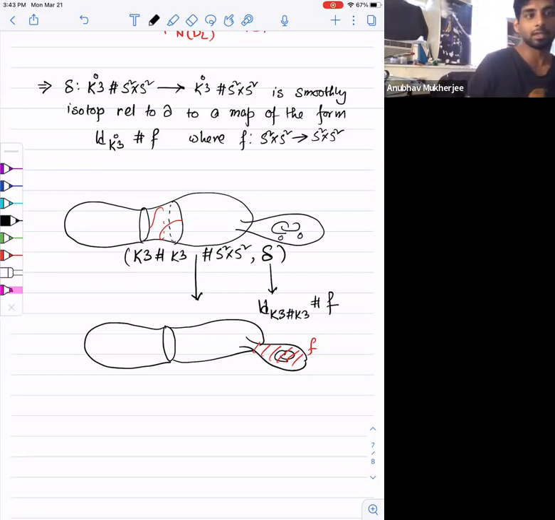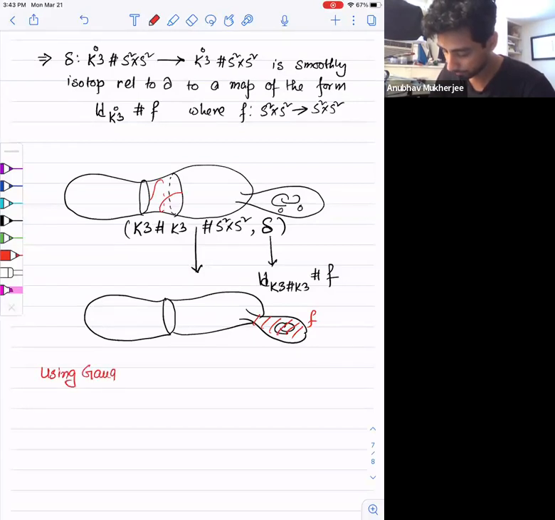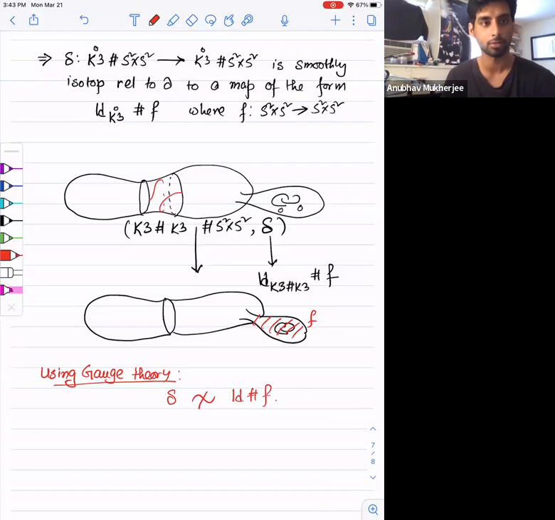And now we'll use gauge theory to show that this is not true. So now our claim is that the delta cannot be of the form this map. Using gauge theory, we'll say that the delta cannot be of the form identity connected sum F for any F. So this is the strategy. So any question?